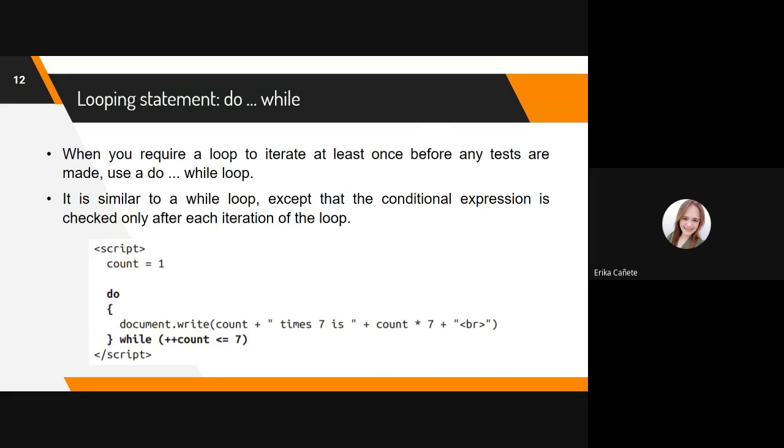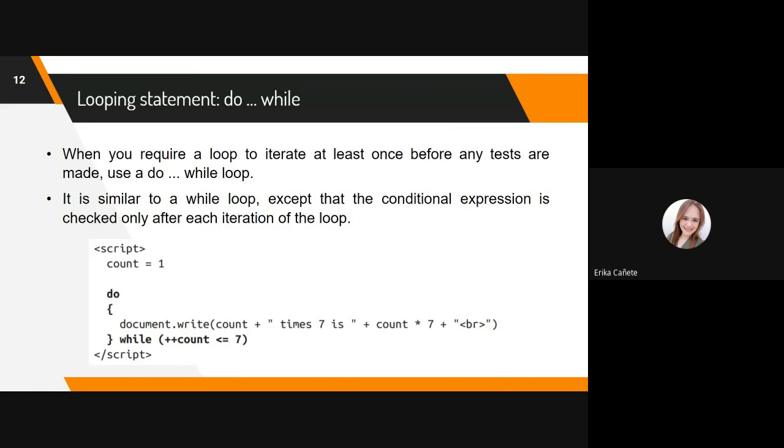We set the variable count to 1. And then we have the do, the function document.write, count plus times 7 is plus count multiplied by 7. Next to it is our while condition. Again, the count variable will be incremented and then it will be tested if it is less than or equal to 7. That is the main difference of this do-while loop to our previous while loop.